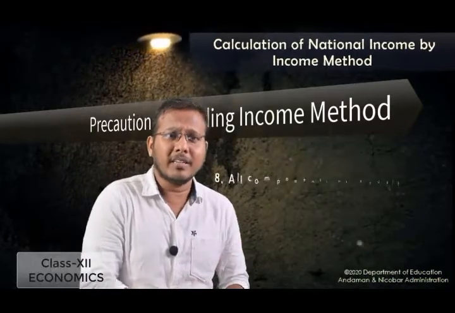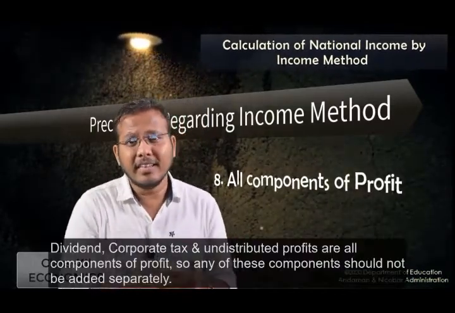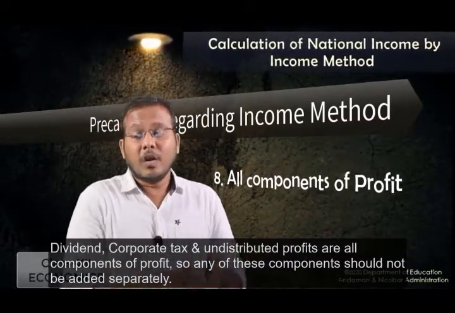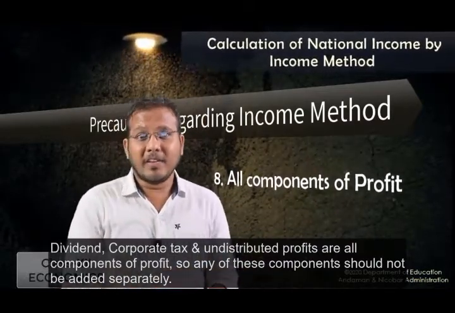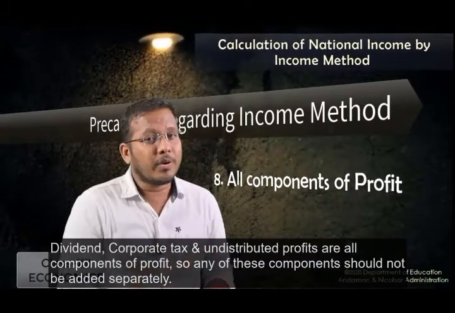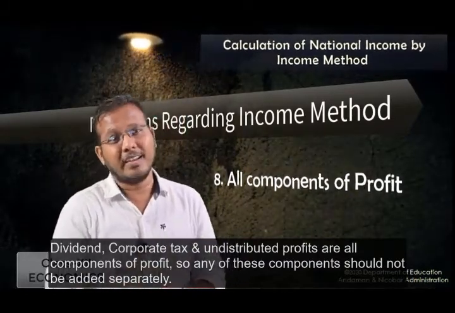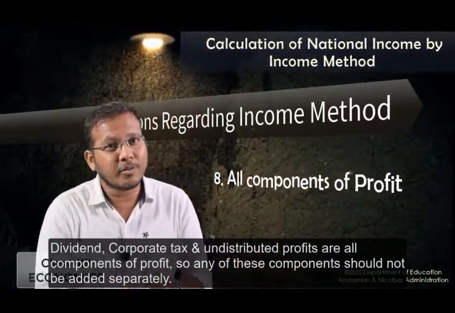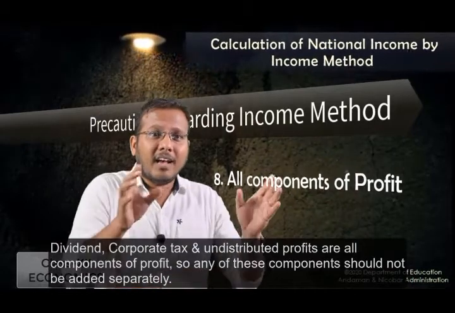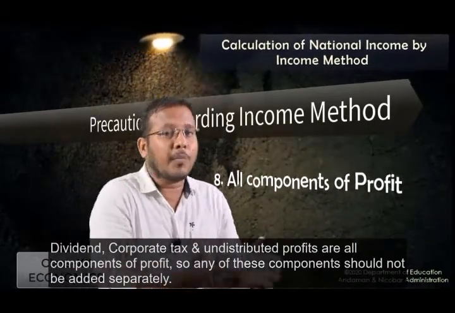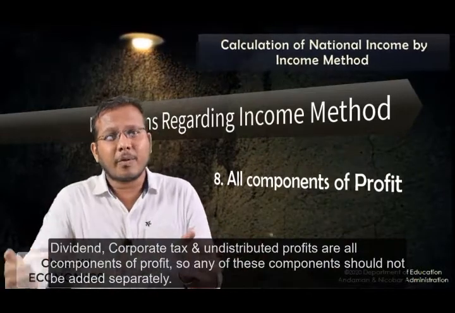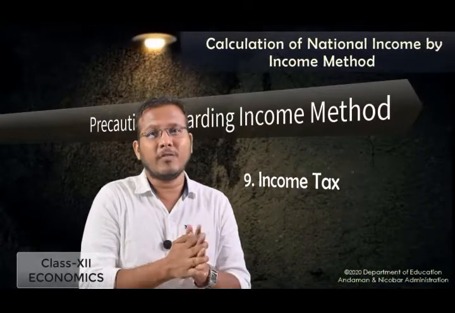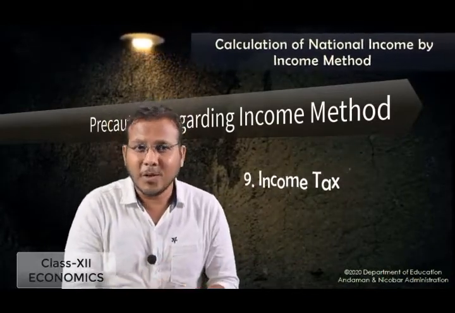And apart from this, the corporate tax, dividends and undistributed profits are all the components of corporate profit. Once the profit is included in the estimation of national income, none of these components will be added separately. As we said earlier, the profit includes the corporate tax, dividend and undistributed profit. When these are already added up in the profit, we will not add these components separately in the calculation of national income. At last, we have one more thing, the income tax paid out of compensation of employees. It should not be added.